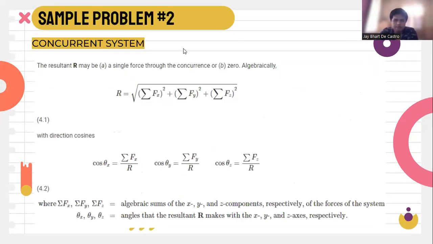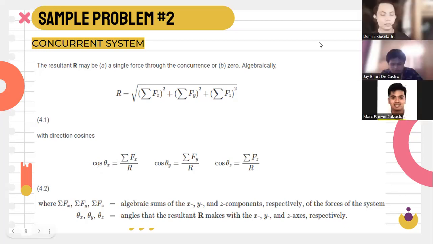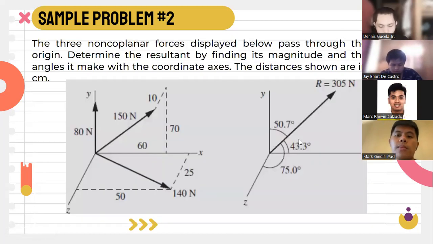So let's proceed to sample problem number 2. This will be a concurrent system problem. So the following formulas will be necessary to solve this specific problem: the resultant force and the direction cosine formulas. Next slide.